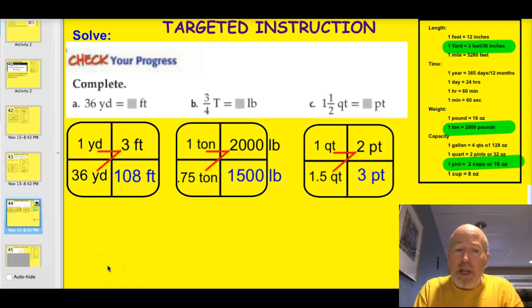All right, so here are 3 quick ones here. 36 yards is how many feet? Well, I set up the box for you and I put the answers in blue. 1 yard is 3 feet, so 36 yards is how many feet? Multiply diagonally, divide, 108. 3/4 of a ton is how many pounds? Well, I changed that to 0.75. 0.75 tons times 2,000 divided by 1. 1,500 pounds is your answer. 1.5 quarts is how many pints? Well, I know that 1 quart is 2 pints, so 1.5 times 2 is 3, divided by 1 is 3 pints. And I highlighted the information I used to solve those.